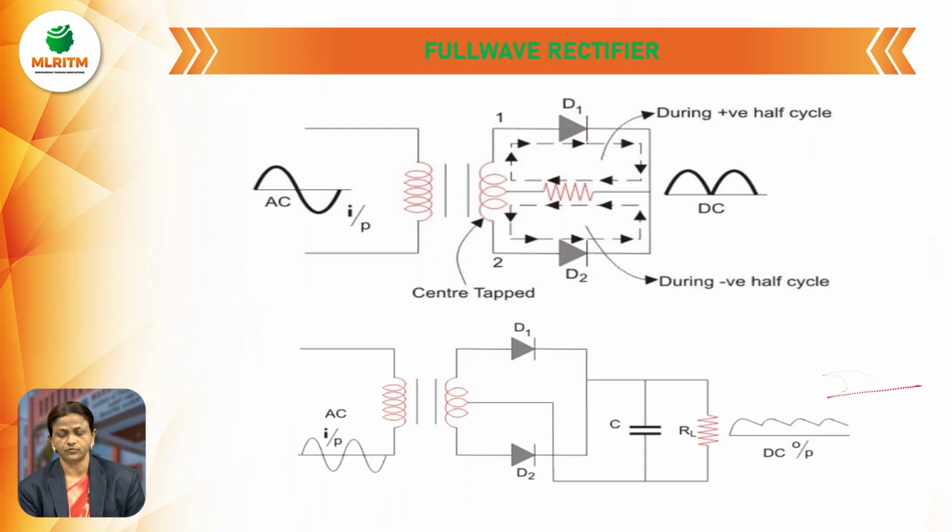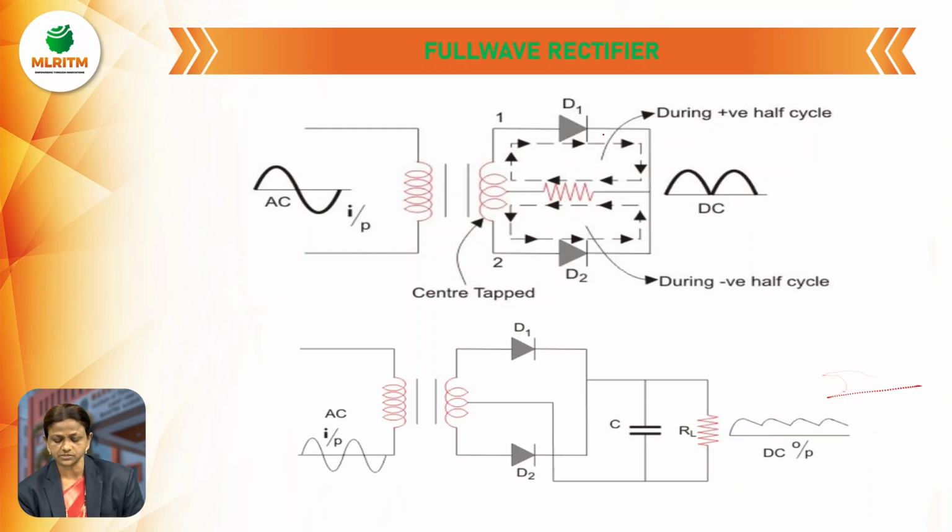When diode D1 is in forward bias, it acts as a closed circuit. When diode D2 is in reverse bias, it acts as an open circuit. So, during the positive half cycle, diode D1 is in on condition, diode D2 is in off condition. It acts as an open circuit, so it is in off condition. During the positive half cycle, diode D1 is in forward bias, so it conducts.